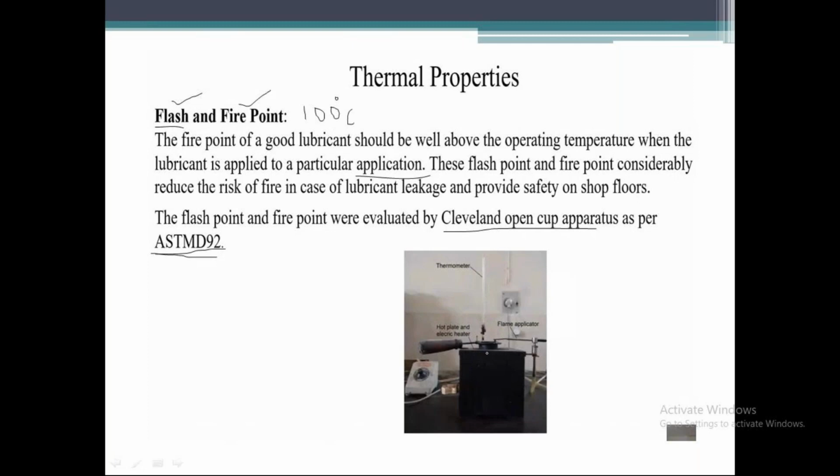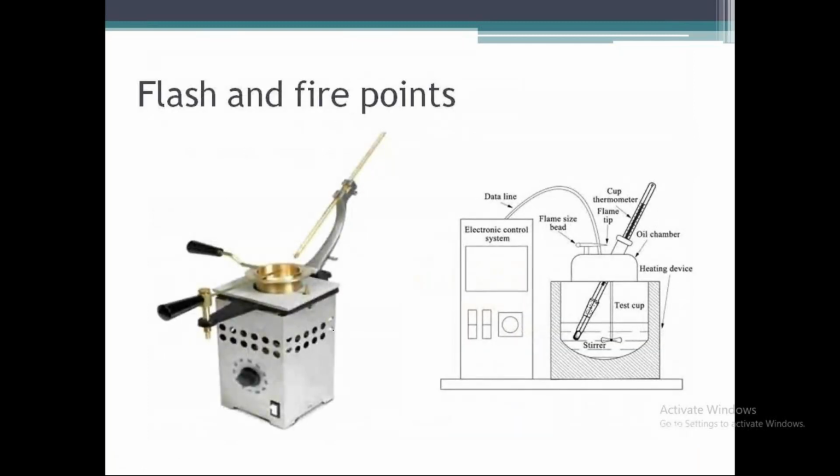Let me see, this is better to explain. Here we have a thermostat. We will pour the lubricant into this small cup here. We have a thermometer to measure the temperature also. This thermostat will slowly increase the temperature, so the lubricant will get heated slowly. This thermometer will exactly measure the temperature at the oil surface. Then we have a fire igniter here. You can see the knob here. It is like a lighter.